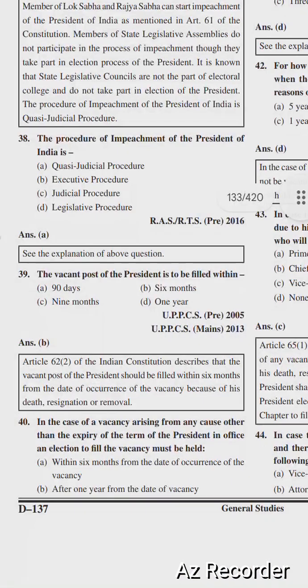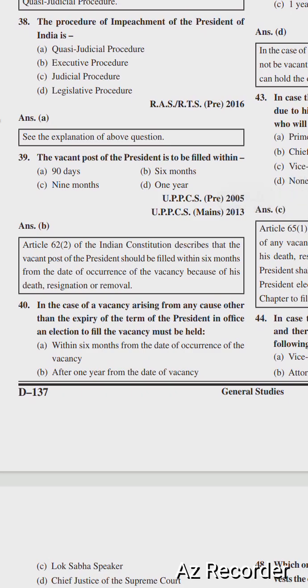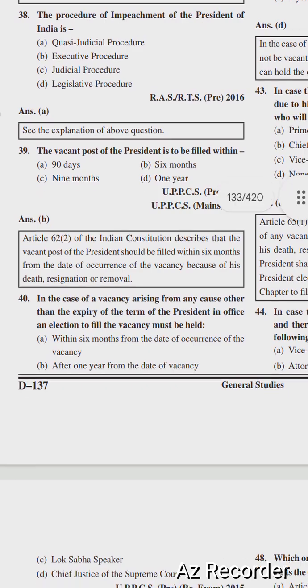So next question is, the procedure of impeachment of the president of India is a quasi-judicial procedure, executive procedure, judicial procedure, legislative procedure. Right option is option number A, quasi-judicial procedure. Okay, impeachment of the president in India is a quasi-judicial procedure.